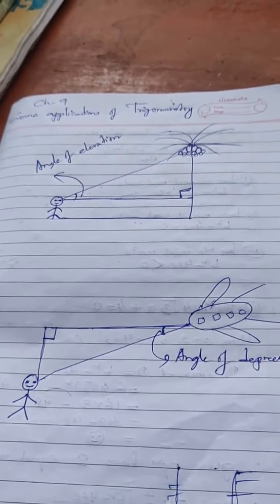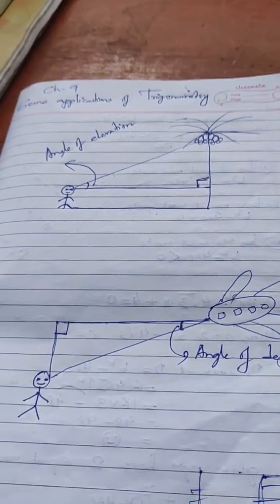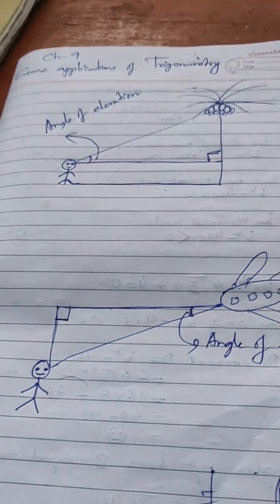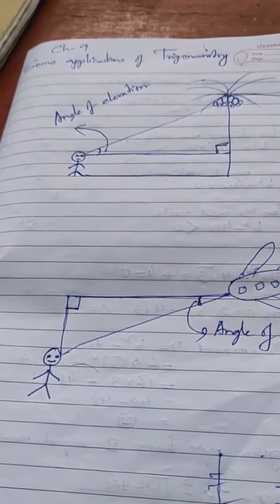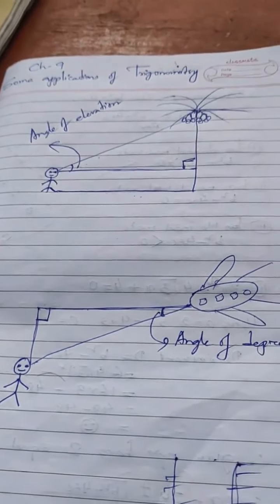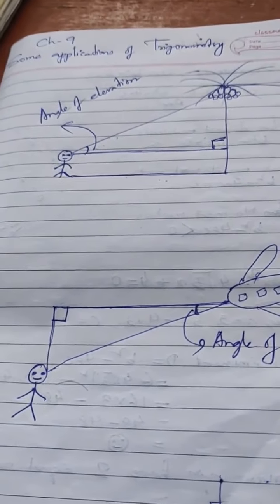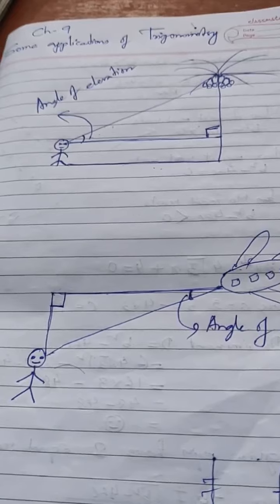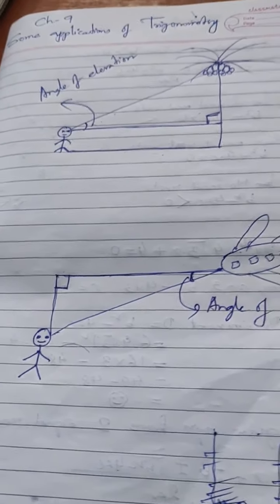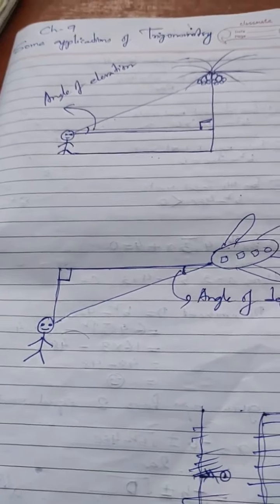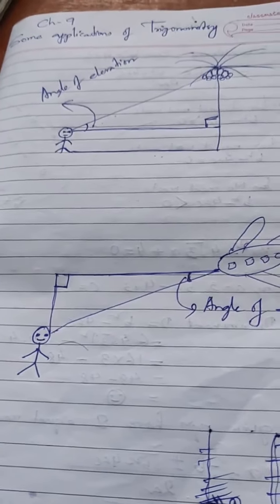So something you have to remember from this topic is that whenever you are dealing with elevation and depression, you will definitely get a right triangle. Right triangle is a must, since we're doing trigonometry. No right triangle, no trigonometry. Okay, students, so hopefully you have understood this, and for the remaining questions, you have to see another video. Thank you.